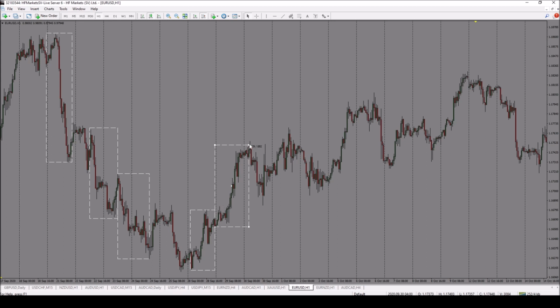Then the next thing, we can see that the highest point of this impulse was at this point. Therefore, on this particular day, can we say that there was a level? It wasn't a level. Why? Because the market was actually a pullback.